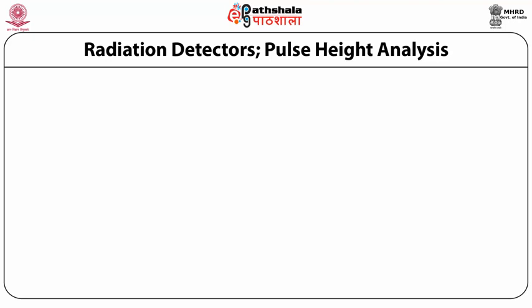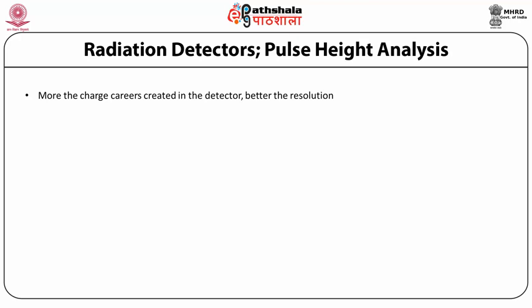Radiation detector, pulse height analysis. We will look into the issue of pulse height analysis with radiation detectors. The more charge carriers created in the detector, the better the resolution. It means resolution depends upon the number of charge carriers created per interaction in the detector. If an incoming radiation can create a large number of charge carriers, then the detector will have very good resolution. So resolution is a function of the number of charge carriers created per interaction.